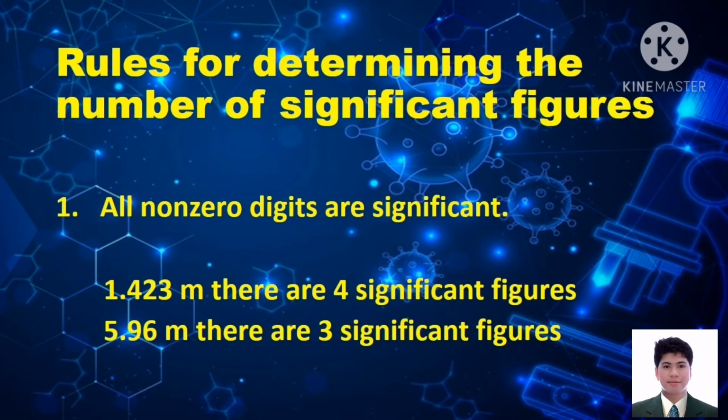Rules for determining the number of significant figures. Rule number 1: all non-zero digits are significant. For instance, 1.423 meters has 4 significant figures. Next, 5.96 meters has 3 significant figures.